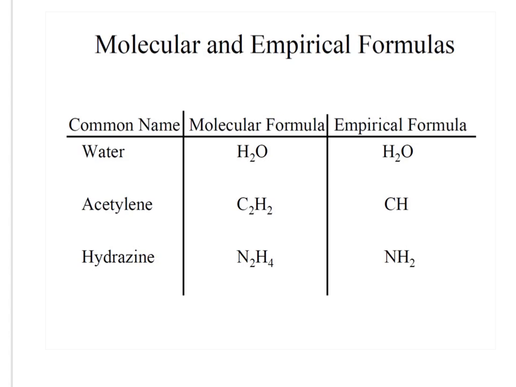Okay, so what is the empirical formula for water? They're the same because you can't simplify it. And this is often the case. Acetylene, C2H2, you just simplify it, CH. Hydrazine, N2H4, just reduce it like a fraction.